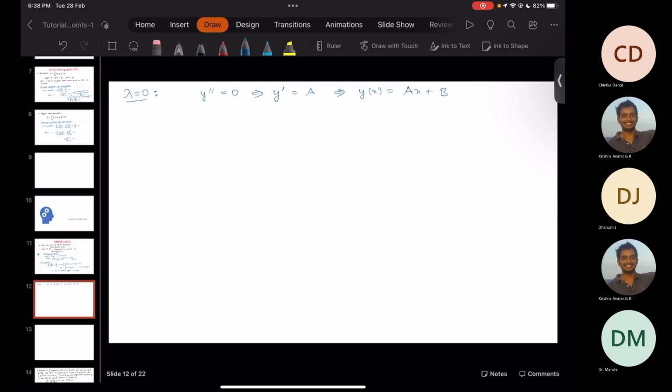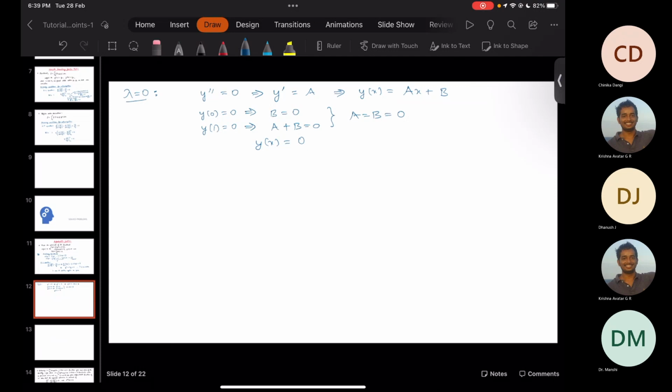So let's start with the first condition. y(0) is equal to 0. So this gives us b is equal to 0. Likewise, y(1) is equal to 0. This gives us a plus b is equal to 0, and then from these two we determine that a is equal to b is equal to 0. So we have the solution as y is equal to just 0.